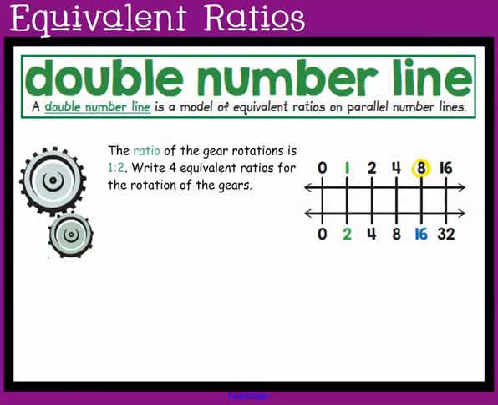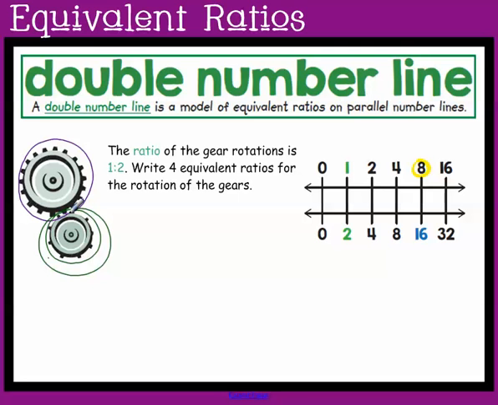Sometimes a double number line is helpful in understanding the equivalent ratios for a situation. In this situation, we're talking about a pair of gears, and the ratio of the gear rotation being 1 to 2. That simply means that this larger gear is going to turn one complete circle, 360 degrees. And every time that large gear turns one full circle, the smaller gear is going to make 2 revolutions. It's going to turn twice. So that's where the 1 to 2 ratio is happening. And we're being asked to write 4 equivalent ratios for this 1 to 2 rotation.